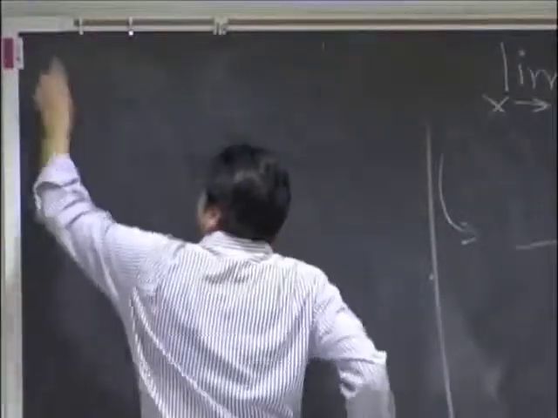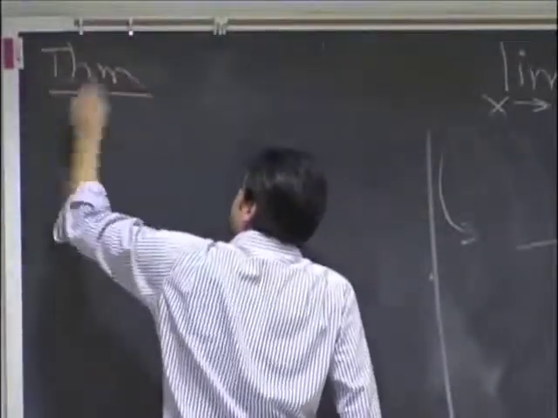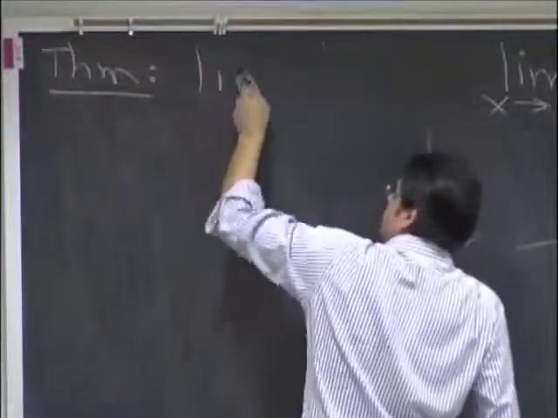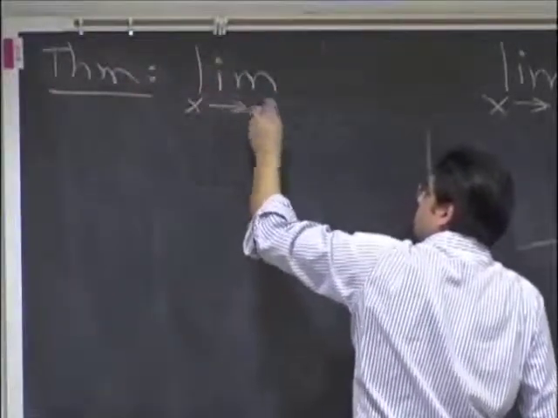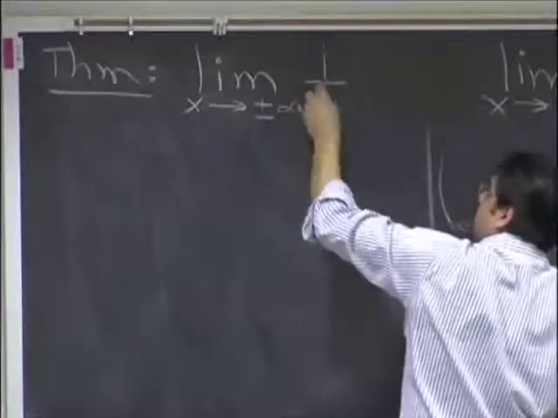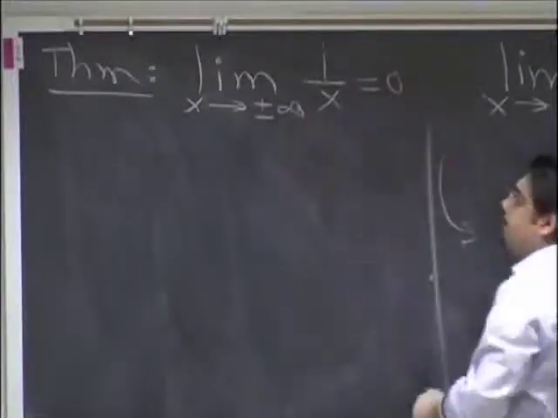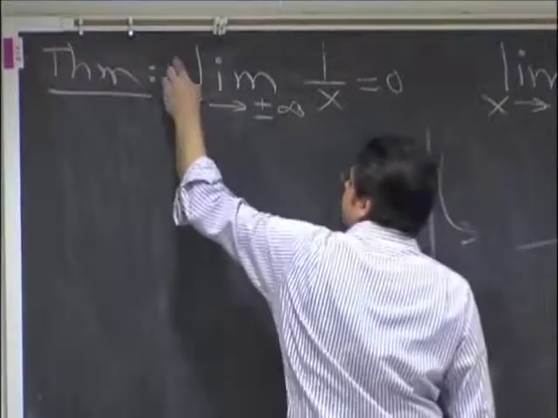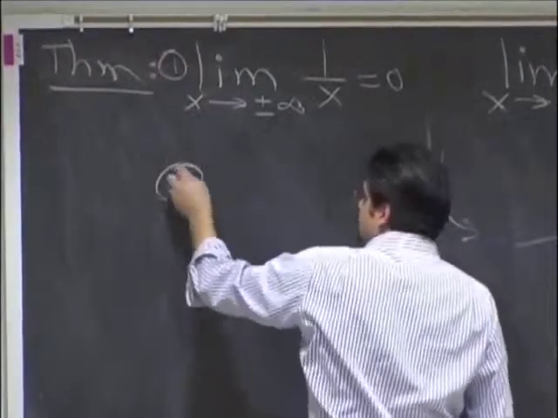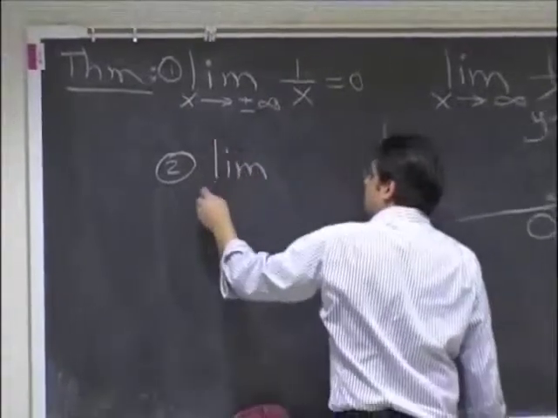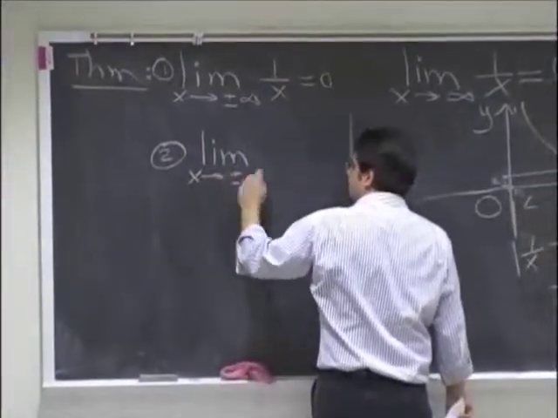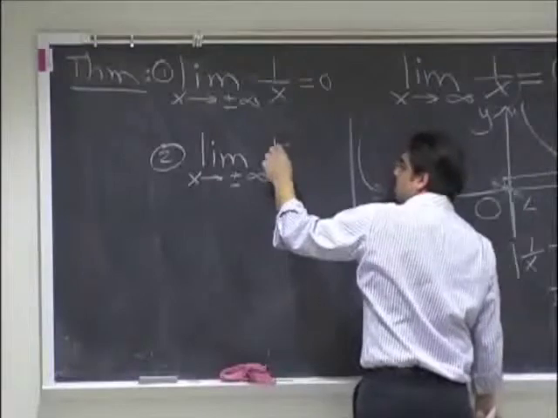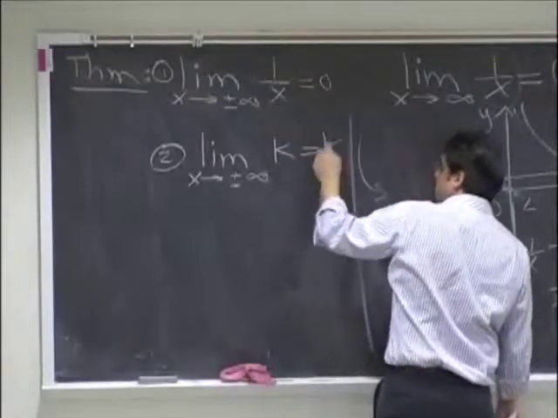So here we go. Theorem. The limit as x goes to plus or minus infinity of 1/x is 0. That's the first part of the theorem. The second part of the theorem is that the limit as x goes to plus or minus infinity of a constant is equal to the constant itself.